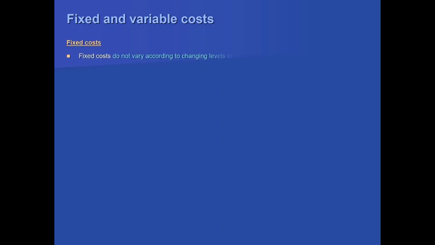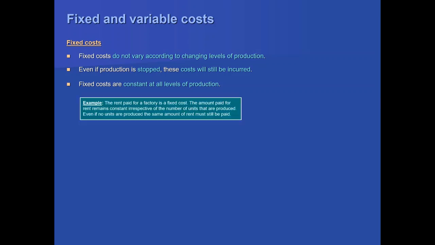So let's first focus on the fixed costs. Fixed costs do not vary according to changing levels of production. So no matter how many units we produce, the cost stays the same. So even if production is stopped, these costs will still be incurred. Fixed costs are constant at all levels of production.